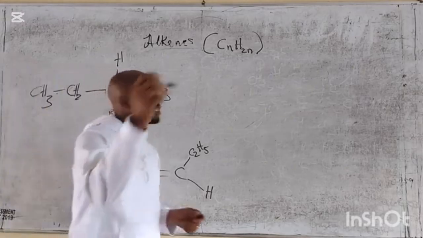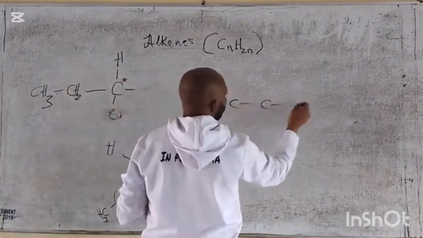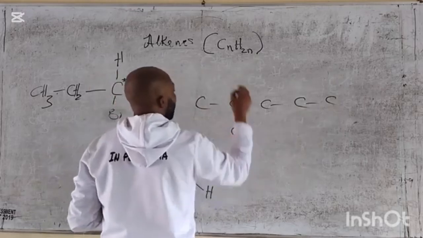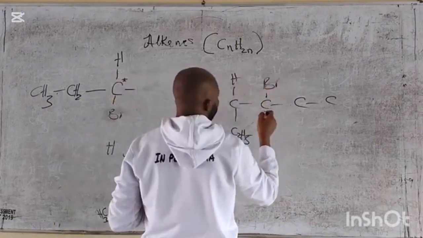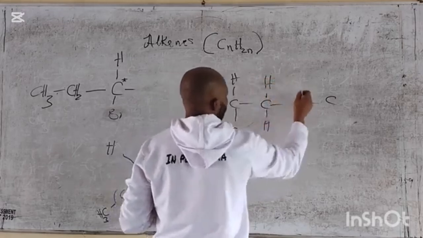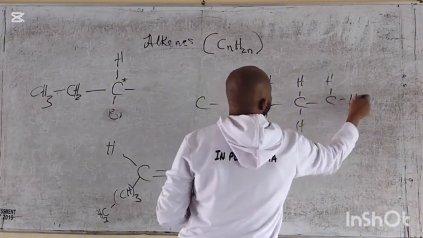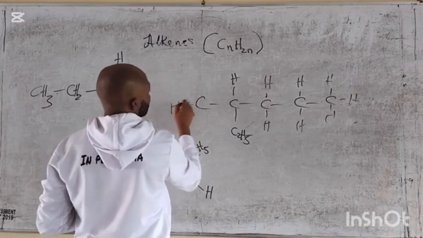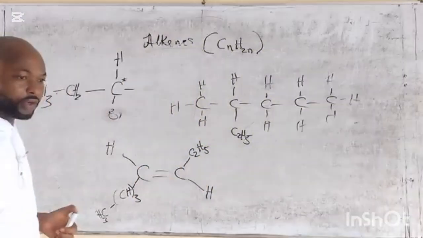Another one, let us see if we can trace the chiral carbon. So you have C2H5 here, I have hydrogen here, I have bromine, and hydrogens on the other positions. From here, which of the carbons is chiral?